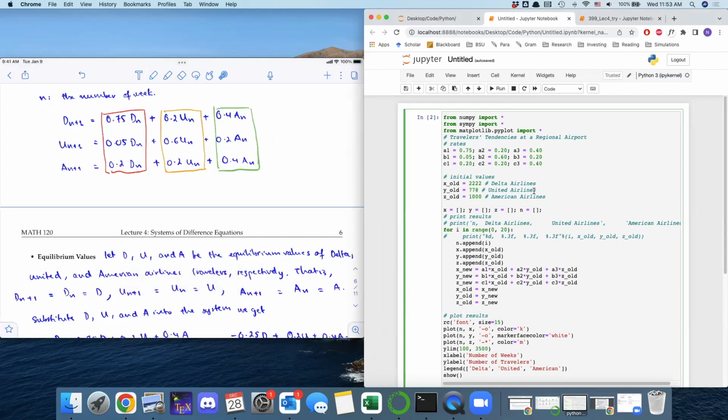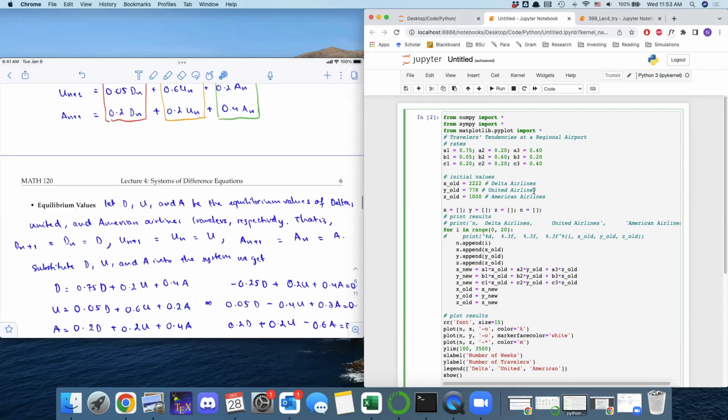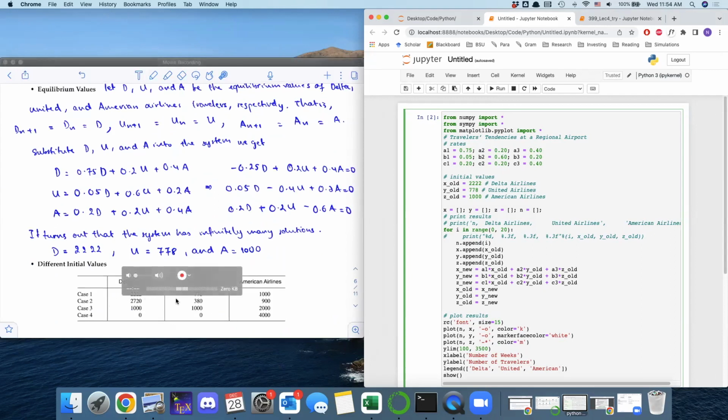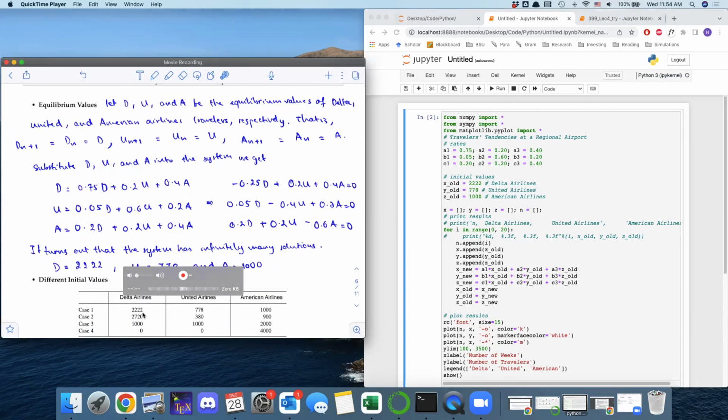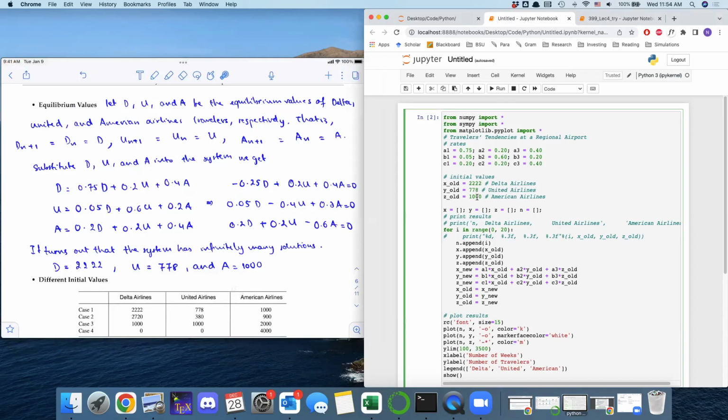Okay. Now we're going to have different initial values. And as we mentioned earlier, we're going to start with the first case where you have 2,222 travelers using Delta, 778 travelers using United, and 1,000 travelers using American Airlines. These are the initial values that I'm going to use. So x_old, y_old, and z_old is just a name that I use to say these are my initial values, and I'm going to use that in the code.